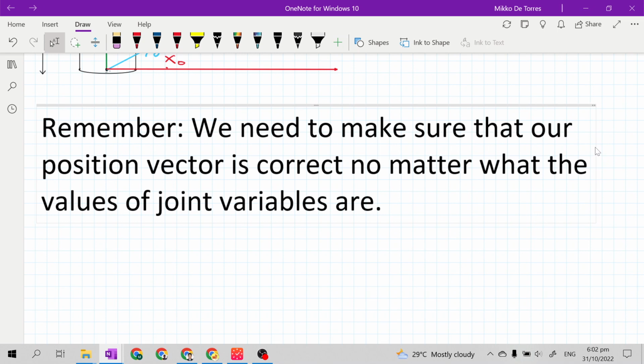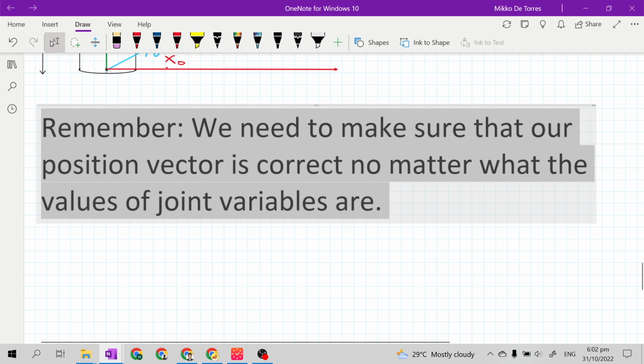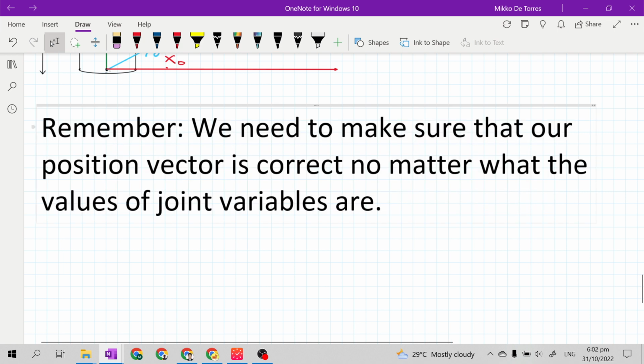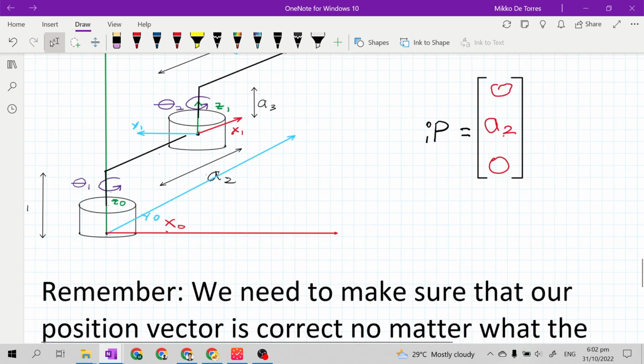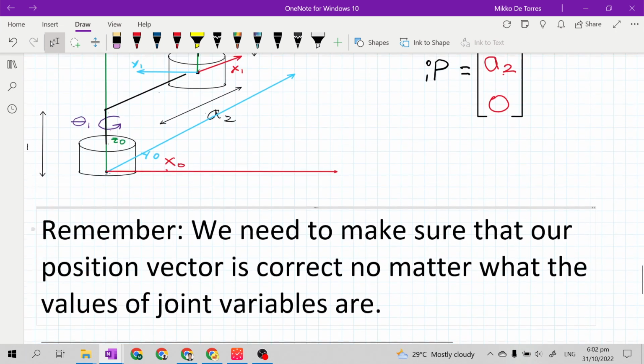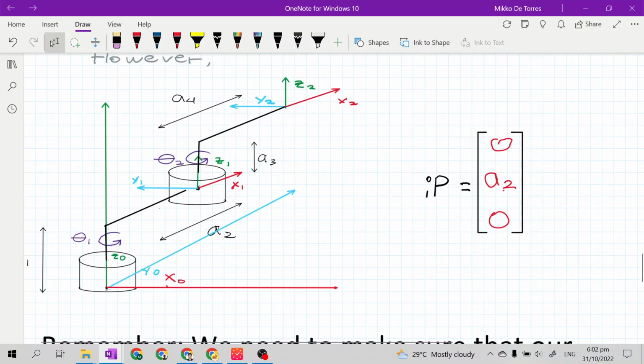Either it is moving or not moving. So we need to make sure that our position vector is correct no matter what the values of the joint variables are. Because our mechanical manipulator is moving, the joint variable value will change. Because theta 1 changes its value, the mechanical manipulator will move. If the mechanical manipulator moves, the joint variable value will change. So whatever the value of the joint variable, there will only be one position vector.